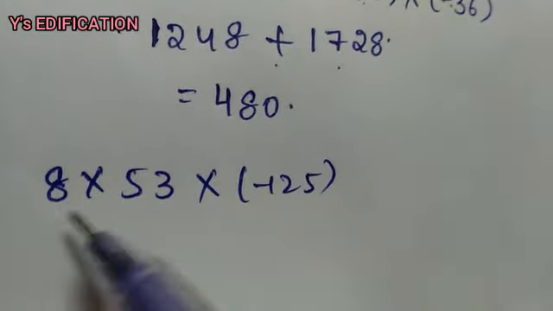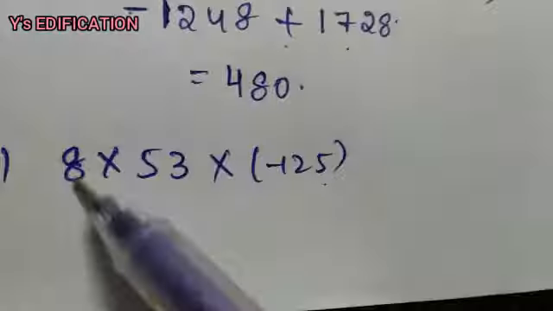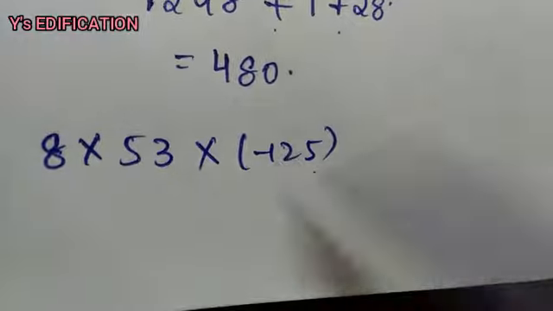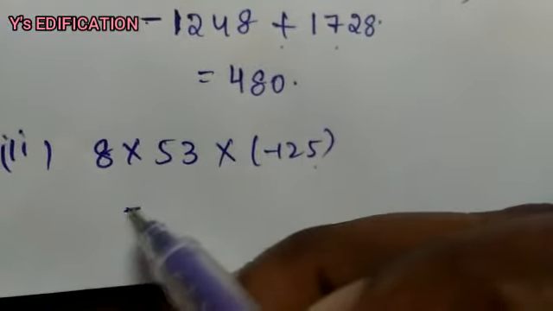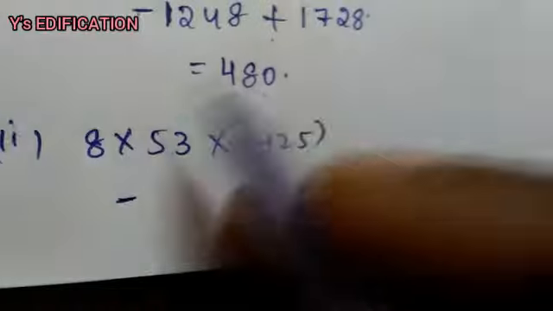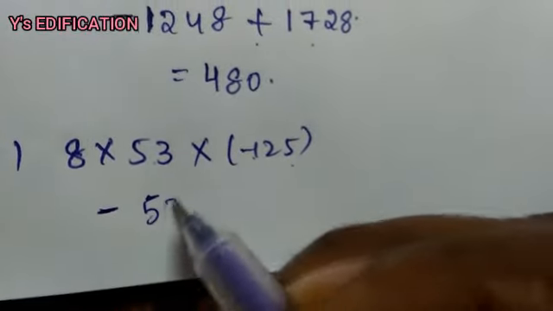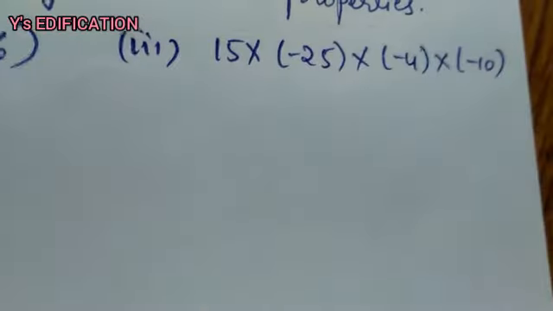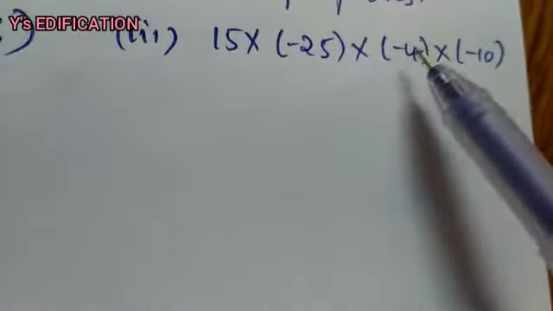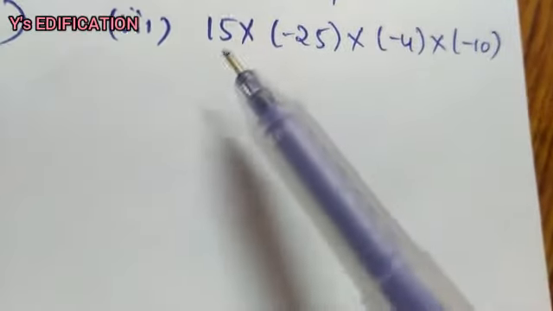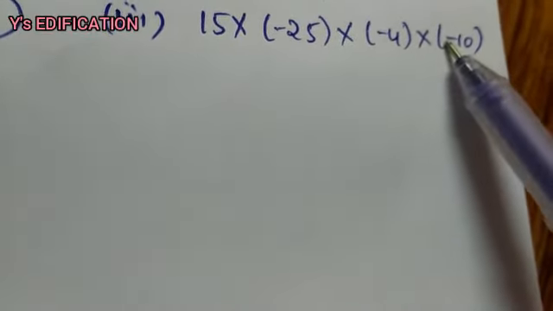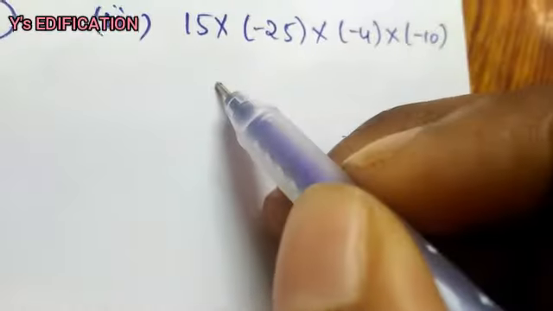Okay, 480. In the same way, we'll do some more problems. Next one, 8 into 53 into minus 125. Here these two are positive integers and this is a negative integer. So plus into plus is plus, plus into minus is minus. So the answer will be minus. So we have to multiply these three numbers. When we multiply these three numbers, we will get 53,000. So answer is minus 53,000. Okay. Next one, 15 into minus 25 into minus 4 into minus 10. Here this is positive, this is a negative. So plus into minus is always a minus. Minus into minus is plus. Plus into minus is minus. So the answer will be in minus.